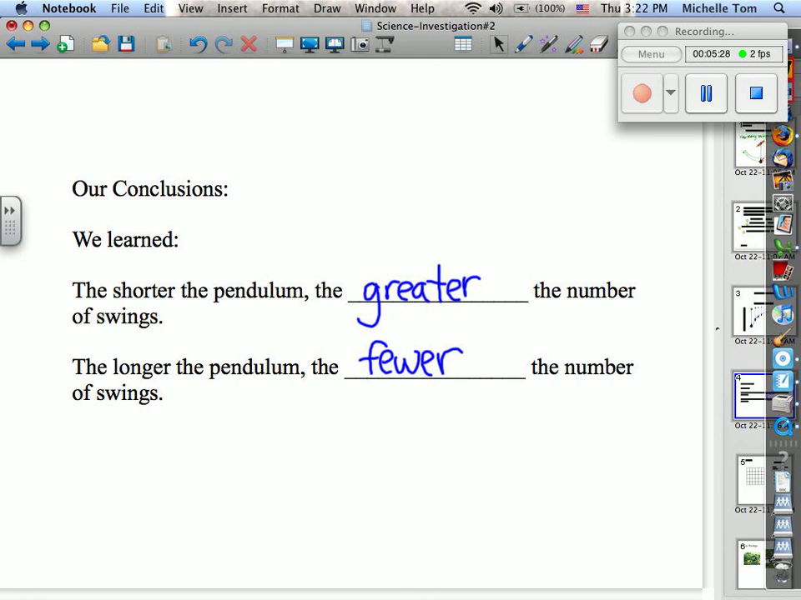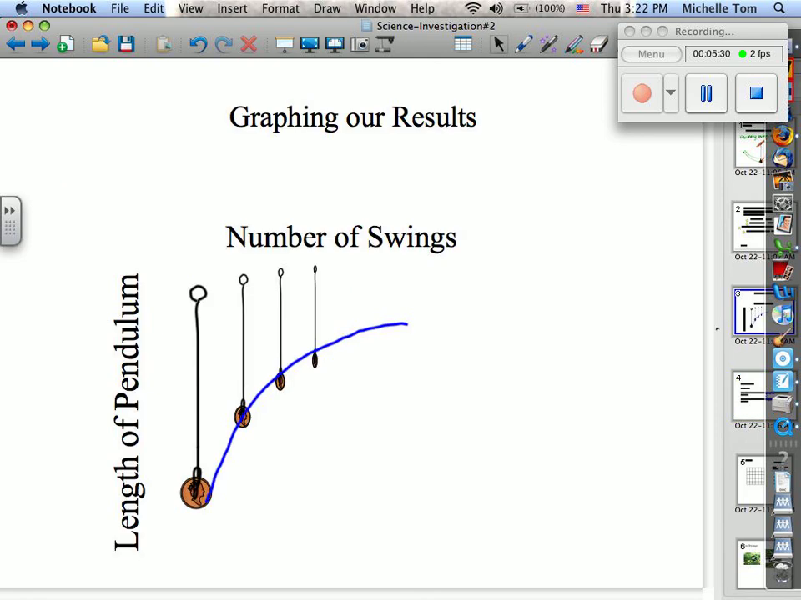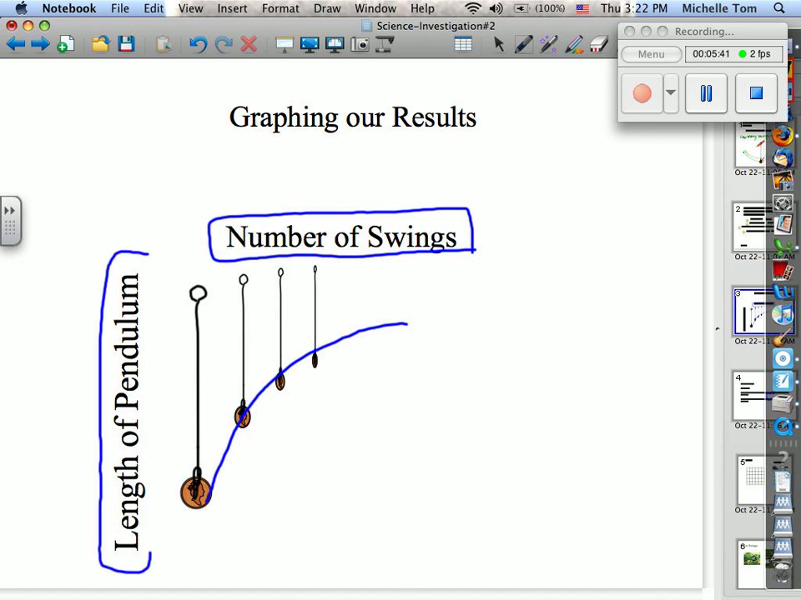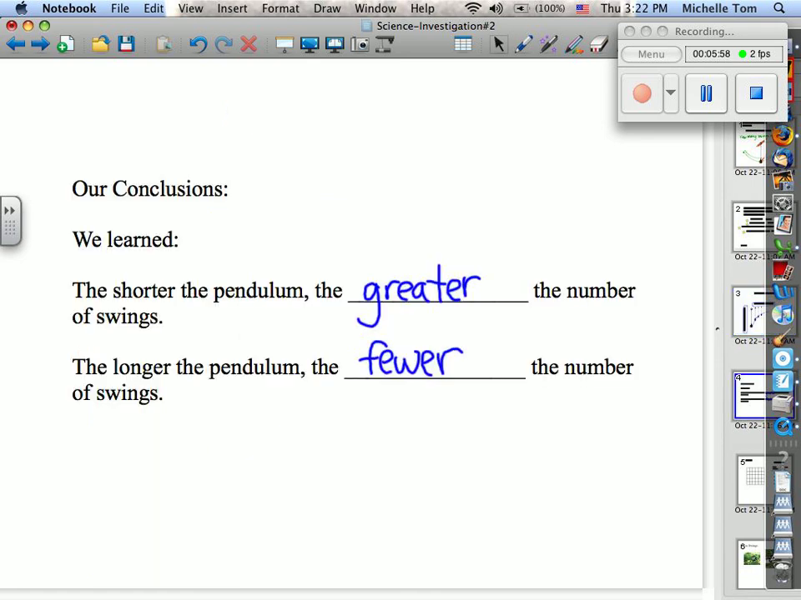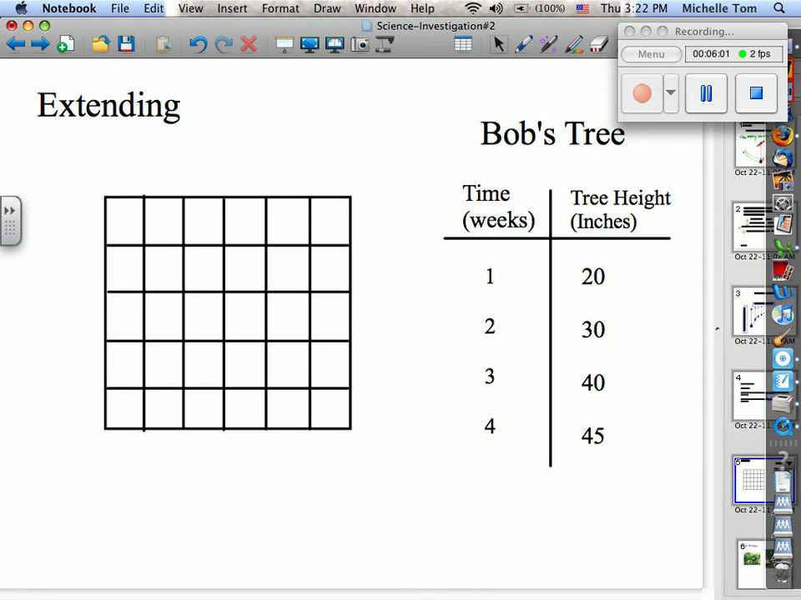Now the graph that I just showed you, I'm going to go back, okay, had our dependent variable, the number of swings, the outcome that we could not control, on our x-axis, and the length of the pendulum, our independent variable, on the y-axis. This is because we hung it off of the whiteboard and we had to do it this way. However, when you are graphing your results, you want the length of the pendulum to be on the x-axis because it is your independent variable. Independent variables go on the x-axis. Dependent variables go on the y-axis.